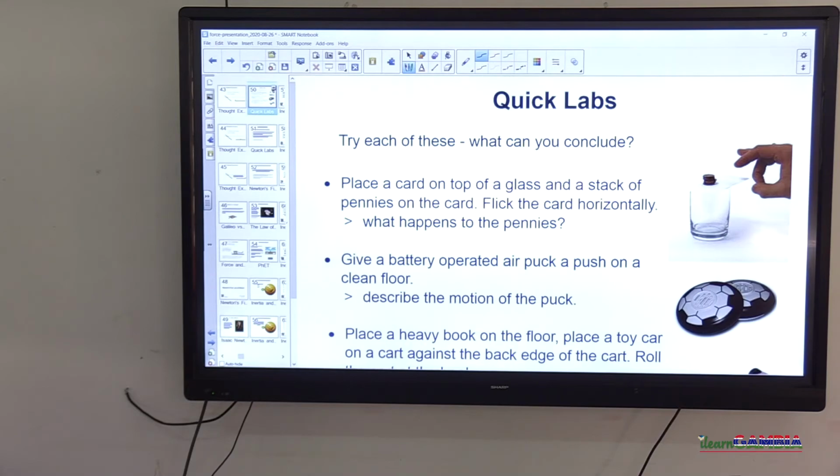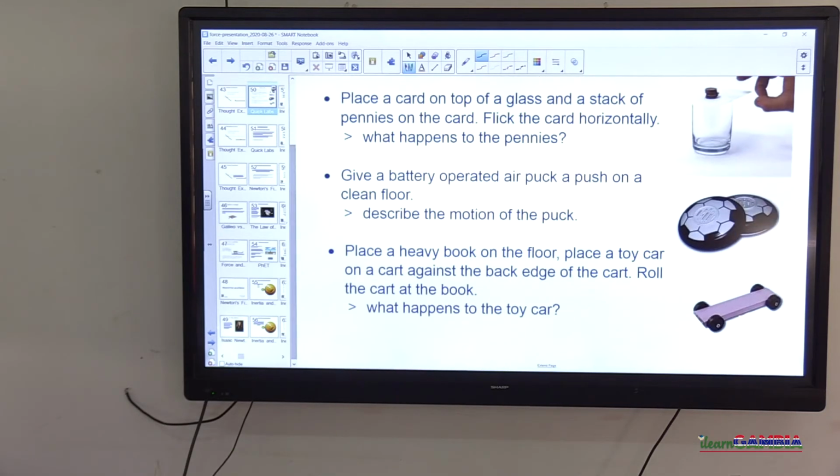If you have a number of coins, maybe you can try this. You place a small card on top of a glass bottle or a glass cup and try to flick it horizontally and see what happens. Now give a battery-operated air pug a push on the clean floor. Describe the motion of this pug. And the third: place a heavy book on the floor. Place a toy car on a cart against the back edge of the cart. Roll the cart at the book. What happens to the toy car? These are all things that you could try at home, right?